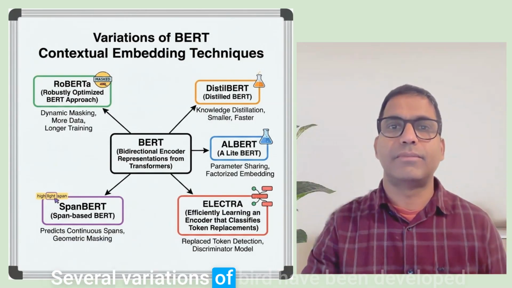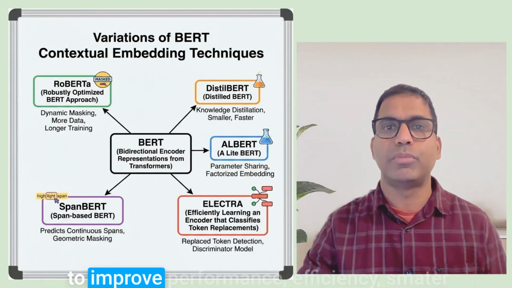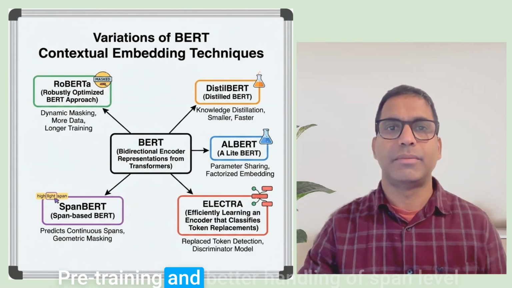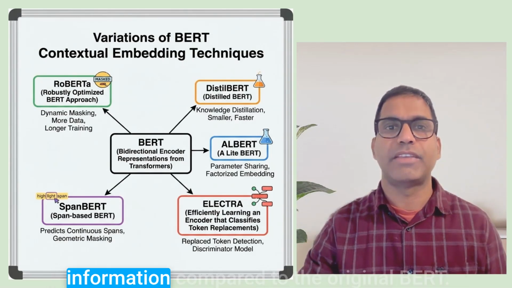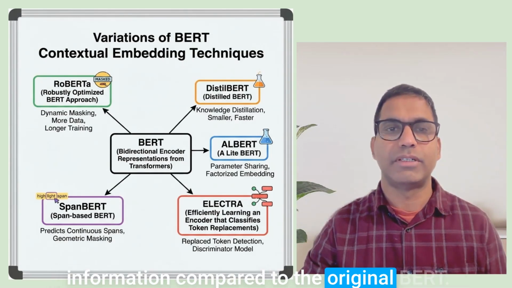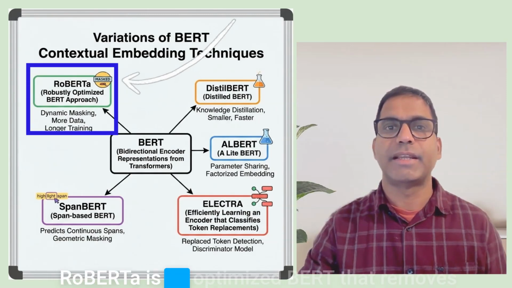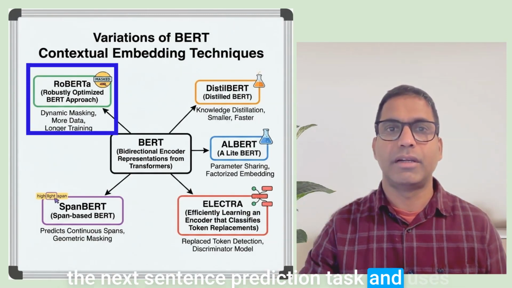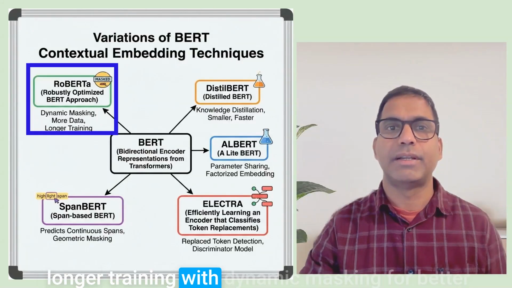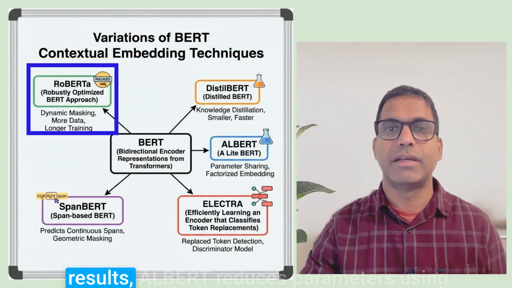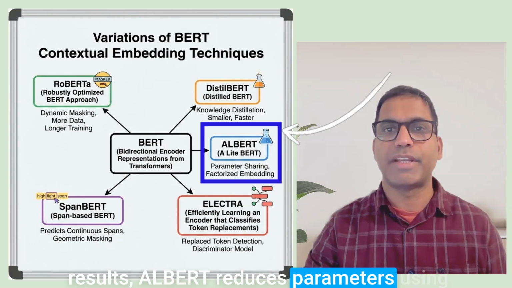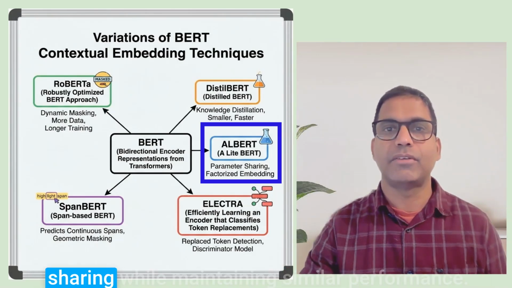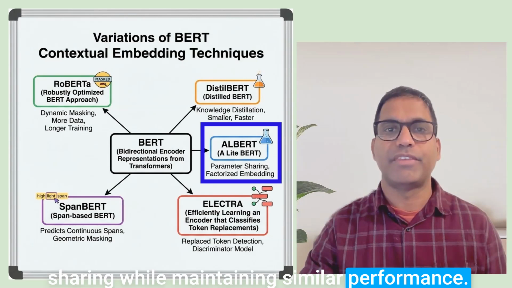Several variations of BERT have been developed to improve performance, efficiency, smarter pre-training, and better handling of span level information compared to the original BERT. RoBERTa is an optimized BERT that removes the next sentence prediction task and uses longer training with dynamic masking for better results. ALBERT reduces parameters using factorized embeddings and cross-layer parameter sharing while maintaining similar performance.